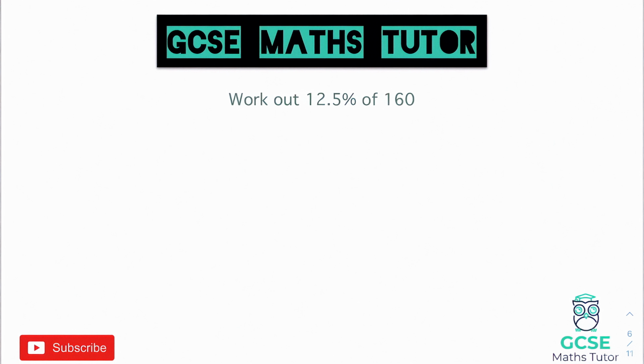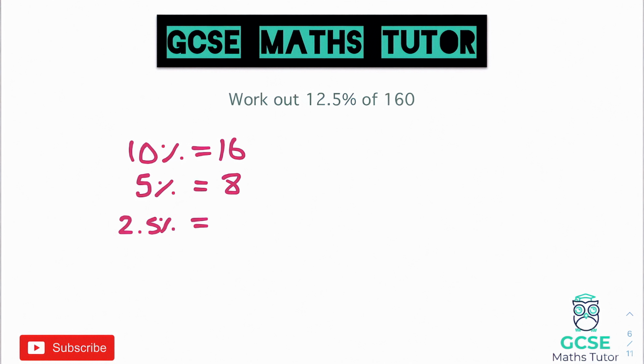Okay, so this one says work out 12.5% of 160. So again, we'll work out 10%. So we get our 10% here is going to be 16 when we divide it by 10. Again, we'll halve it for 5%, so that gives us 8. And again, halving that for 2.5% would give us a value of 4.